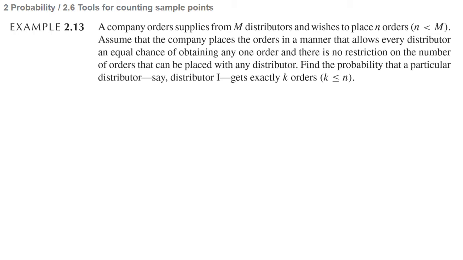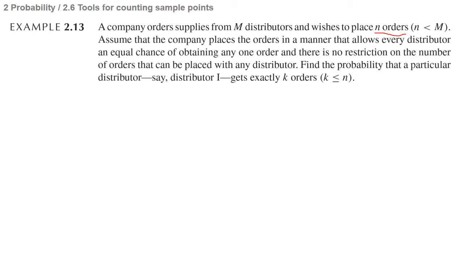Let's move on to example 2.13. A company orders supplies from M distributors and wishes to place N orders. So the company is ordering N items, and there are M distributors. Assume that the company places the orders in a manner that allows every distributor an equal chance of obtaining any one order, and there is no restriction on the number of orders that can be placed with any distributor. Find the probability that a particular distributor gets exactly K orders.